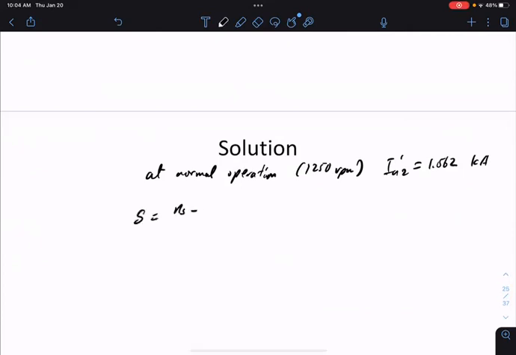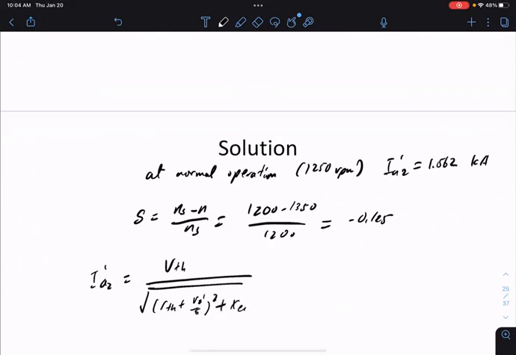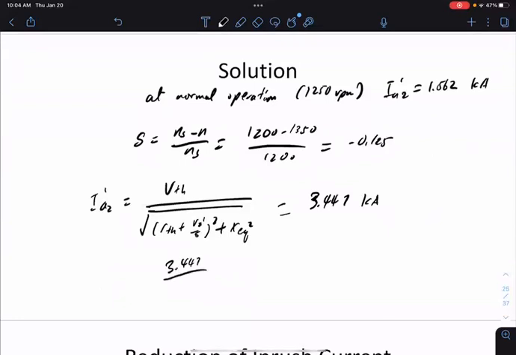Here, let's see what happens once you first connect it. It has a much larger slip. This is just the same calculation again with a larger slip. Putting everything in here, we got 3.447 kiloamps. So the ratio is some 200% increase in current.